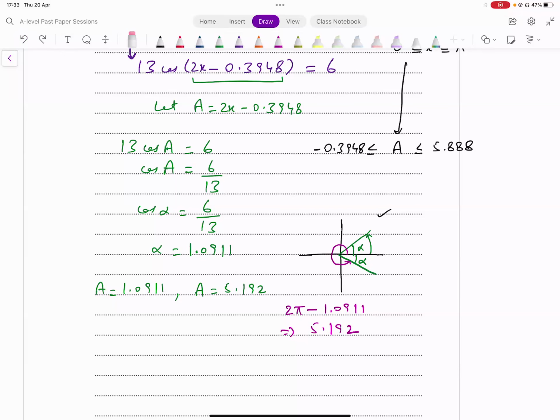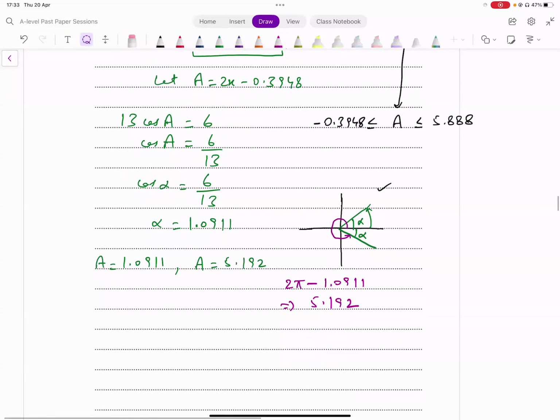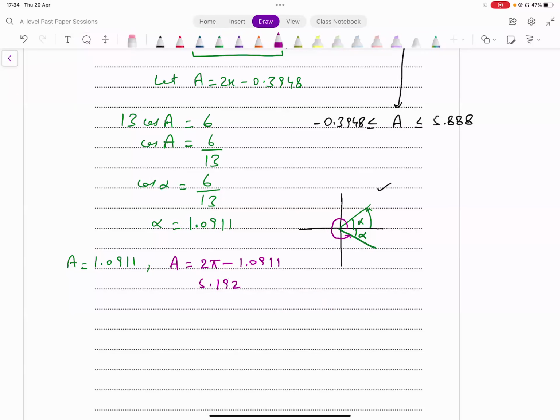But now what do you have to do? You also have to check on the negative side once. Okay? So let me actually take it to the side a bit. We have some space here. Okay, so these are the two values of a that we're getting until now.